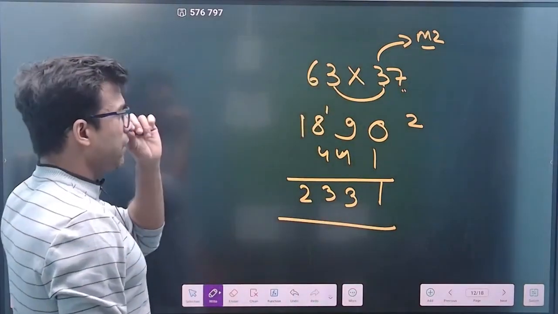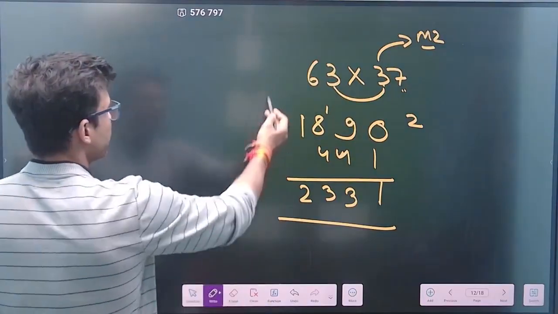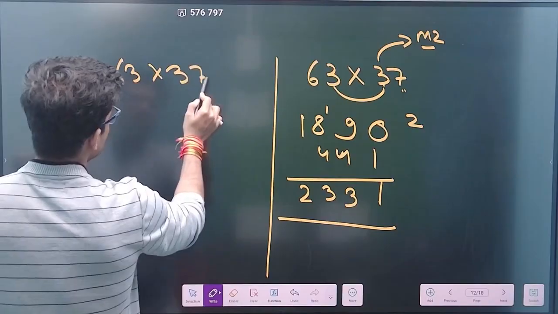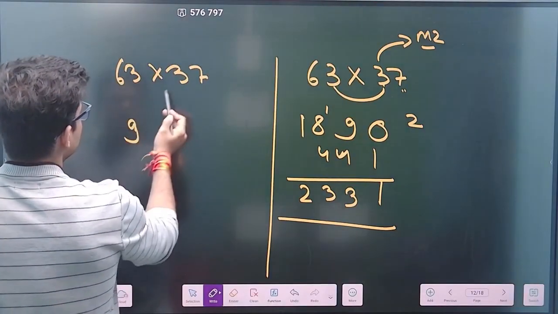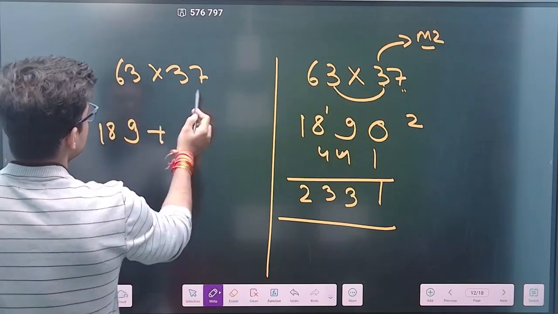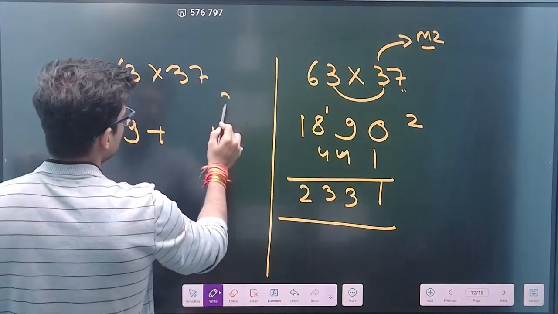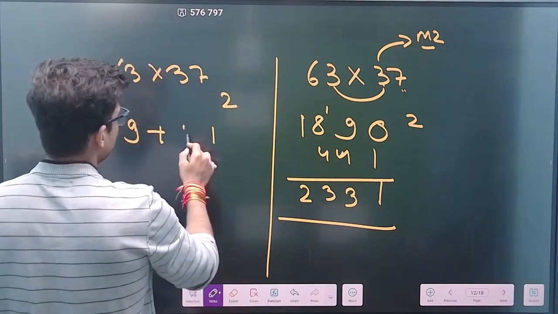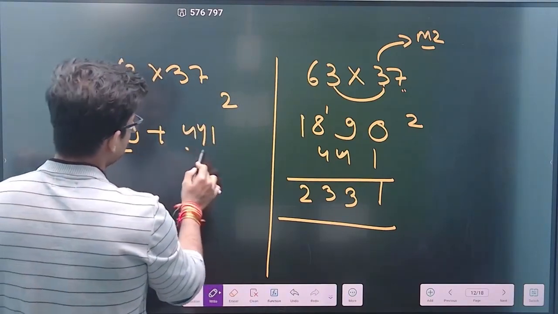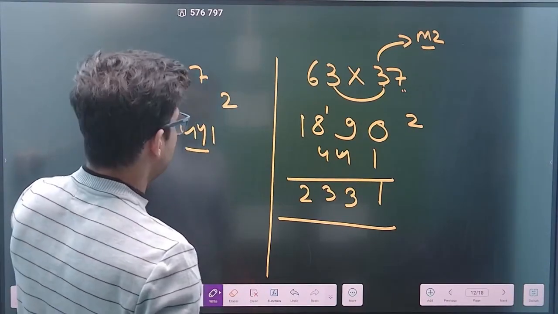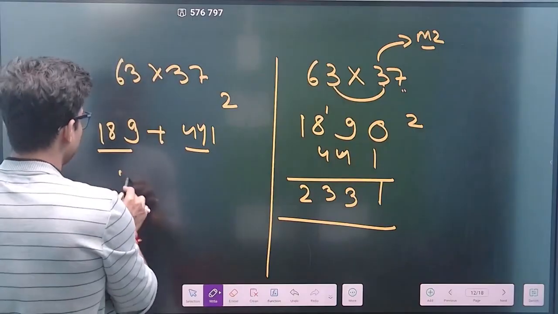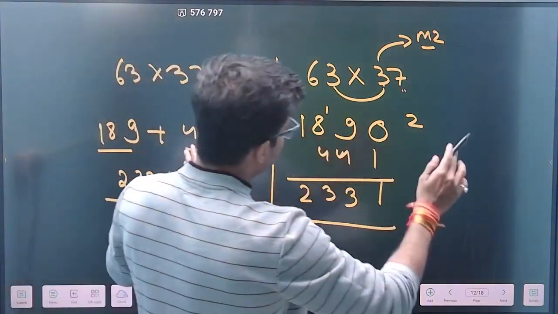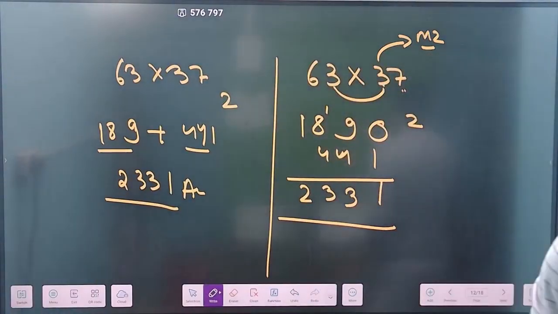We can also solve this question with another method, 63 multiplied with 37. Again, 3 3s are 9 and 6 3s are 18, plus 7 3s are 21, 1 carry 2, and 7 6s are 42, 43, 44. Now 189 plus 44 is 233. 2331 is again the answer. So you should differentiate these two methods. There are two methods of solving.